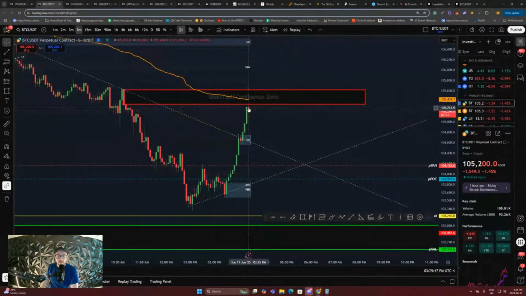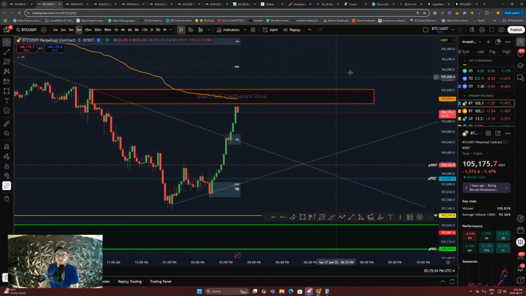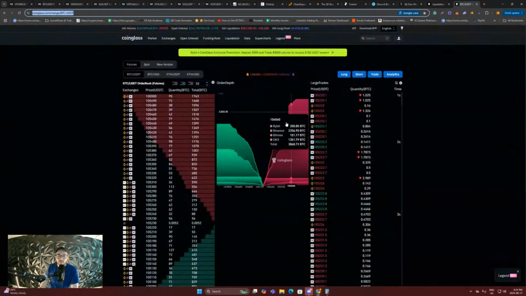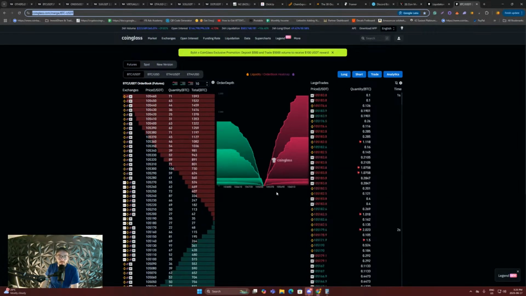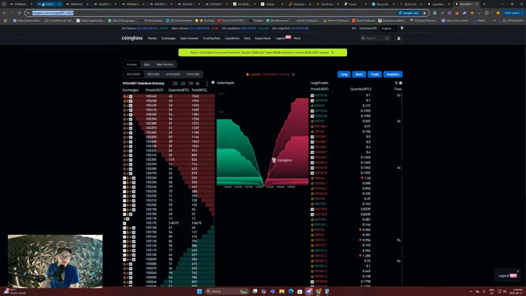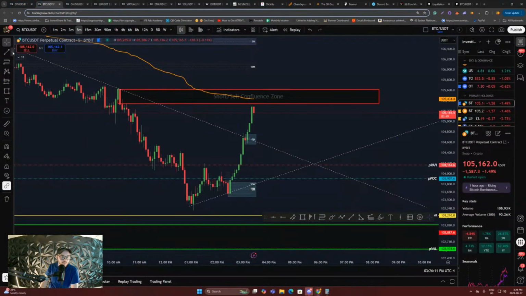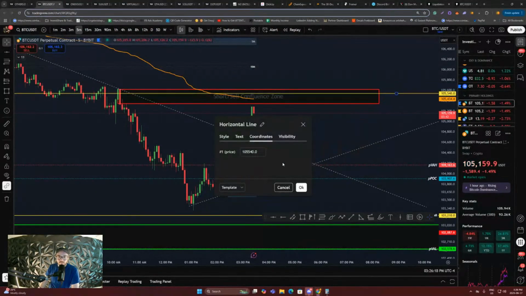So what's a sell wall looking at? Looking like we have no sell wall until 105.9. Small sell wall at 105.540. How much is that? 144 Bitcoin ready to be sold at 105.540. Let's mark that right here. 105.540.